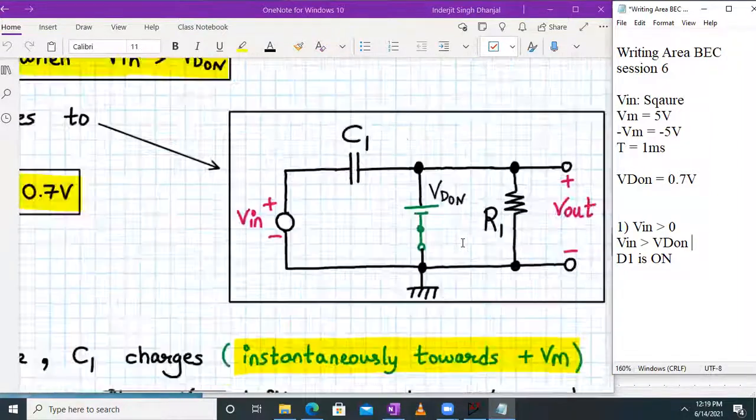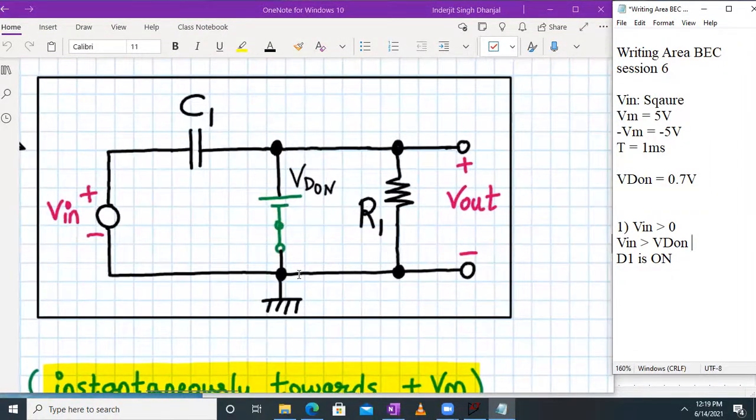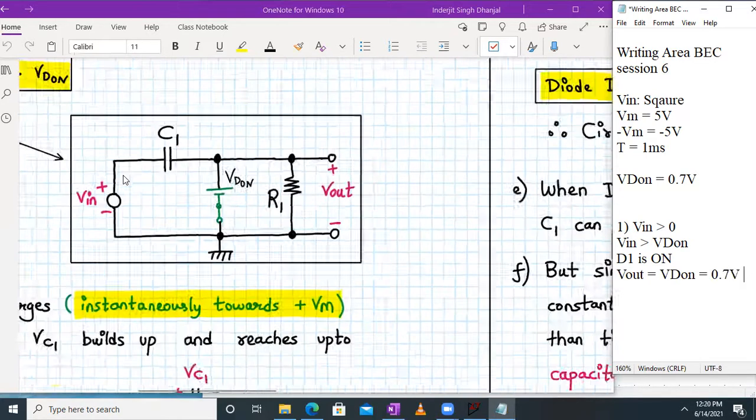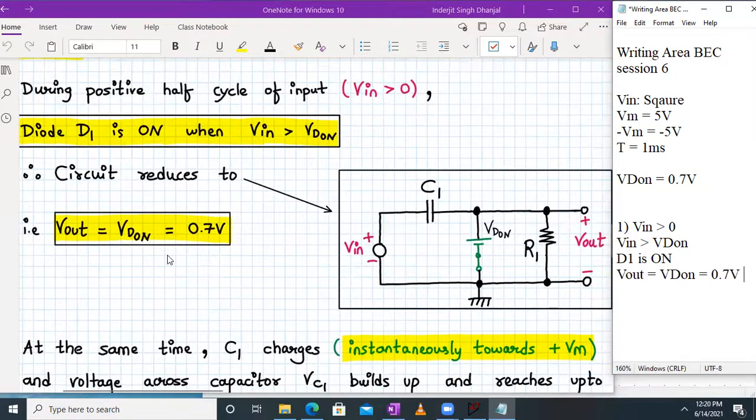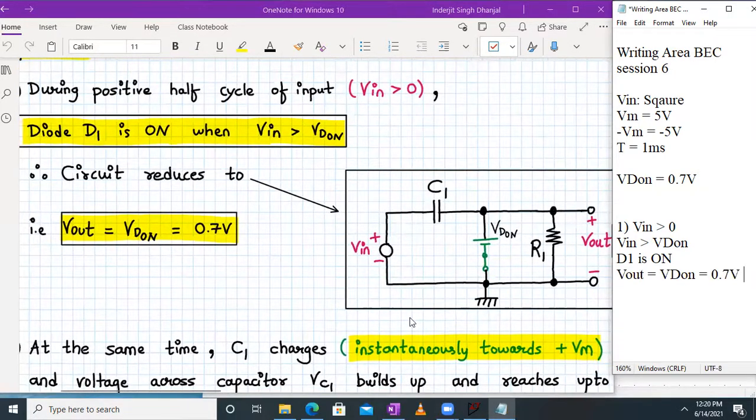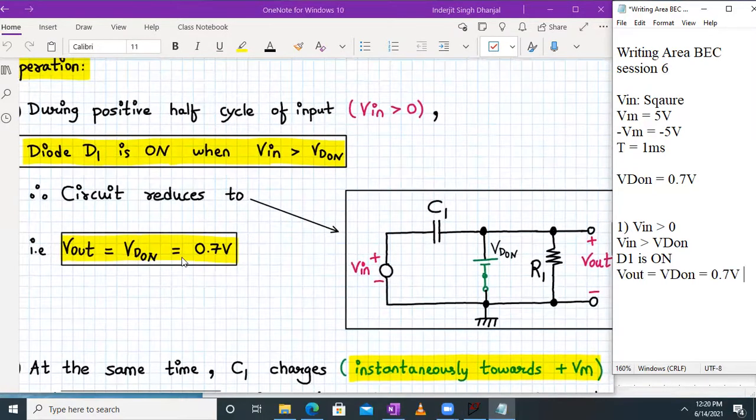Okay, so the point is when the diode turns on, it is replaced by its constant voltage model. And what will be the output voltage over here? The output voltage will be a parallel voltage that will be equal to VD on only, and VD on we have taken as 0.7. So basically during the positive half cycle, the output voltage across the resistor is around 0.7 volts, and it's a constant value for the entire duration of the positive half cycle. The output is constant at 0.7 volts.